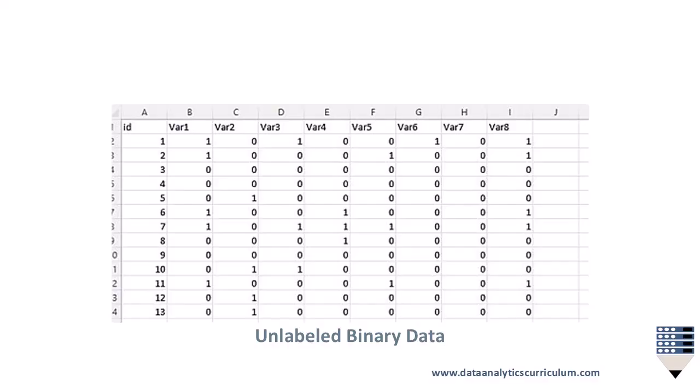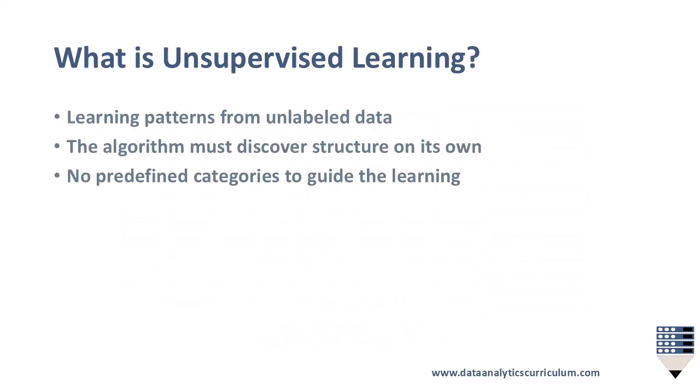What is unsupervised learning? Unsupervised learning means finding patterns from unlabeled data. The algorithm must discover structure on its own. There are no predefined categories to guide it. This approach helps reveal hidden relationships within the data.